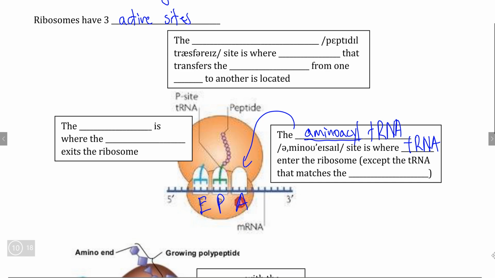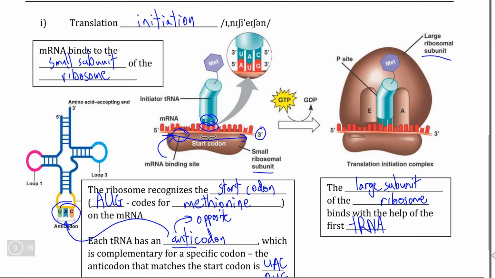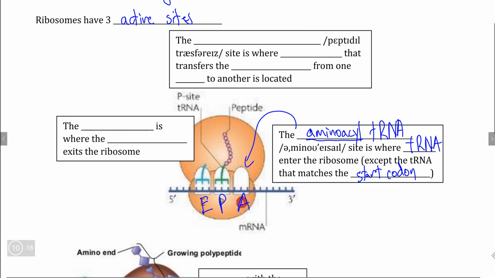There is only one exception to this. The only exception to all tRNA entering the A site is the tRNA that actually matches the start codon, because as we can see on the previous page, that tRNA molecule did not enter the A site, but actually the large subunit dropped right on top of it using the second site that we call the P site, which is what we call the peptidyl or peptidal transferase site. And the name for that kind of tells us a little bit about what this site does.